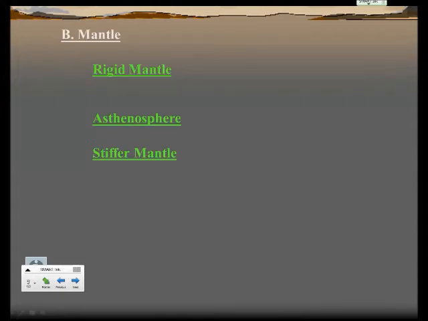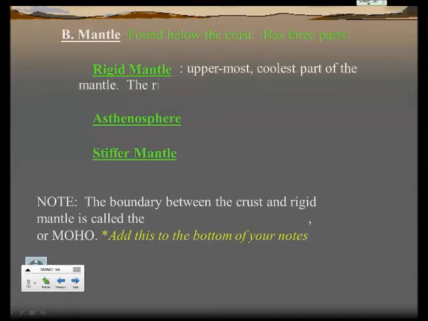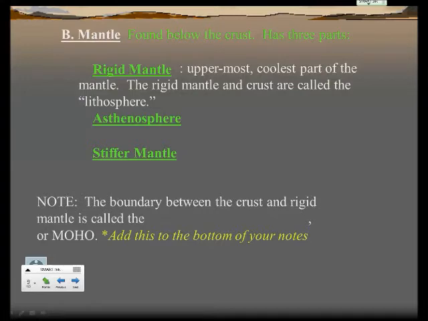Okay, the mantle. The mantle has three parts. It's found below the crust. The first part is the rigid mantle. This is the uppermost, coolest part of the mantle. And together, the rigid mantle and the crust actually have a separate name, which is kind of confusing. It's called the lithosphere.